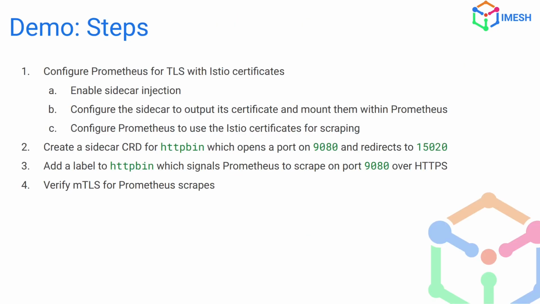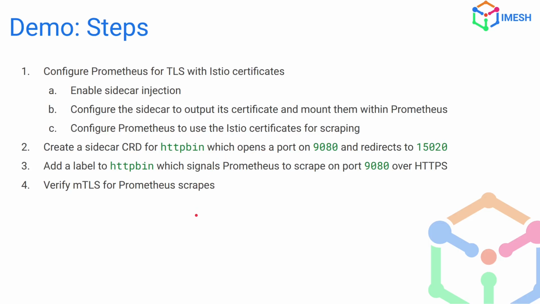We'll configure Prometheus to first get Istio injection enabled, so we have to enable sidecar injection. The reason for this is we'll take the sidecar's certificate and then mount it within Prometheus. As I said before, if we just enable sidecar injection, the way Prometheus is scraping, those HTTP calls will not go through the normal Istio filters and will just get passed through. So we do not want that. We'll take the certificates from the sidecar instead and make use of them inside Prometheus.